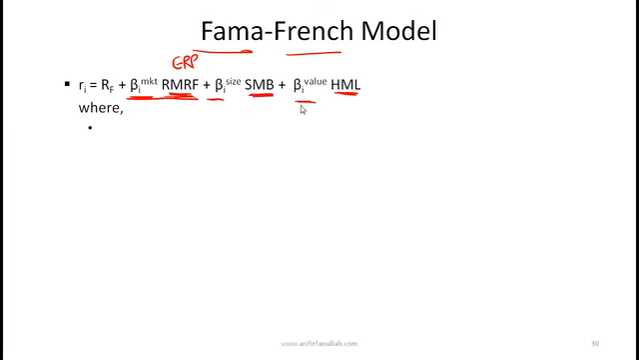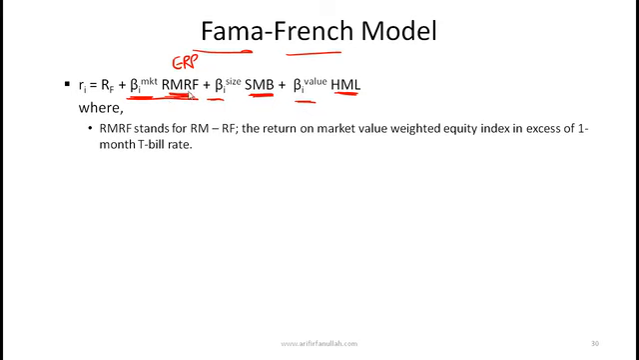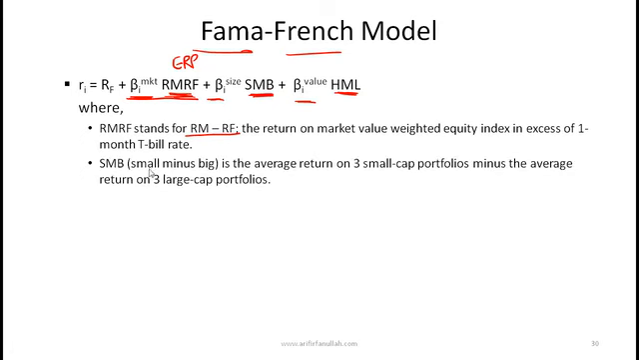Okay, now let's get into the interpretation of these. RMRF is straightforward. That's your equity risk premium, return on market minus the risk-free rate. Okay, SMB is the second factor in the Fama-French model. This stands for small minus big. It's the average return on 3 small cap portfolios minus the average return on 3 large cap portfolios. So simplistically, what this is saying is we take a few small cap portfolios, and look at their average return. Then we look at a few large cap and there will be a certain average return.